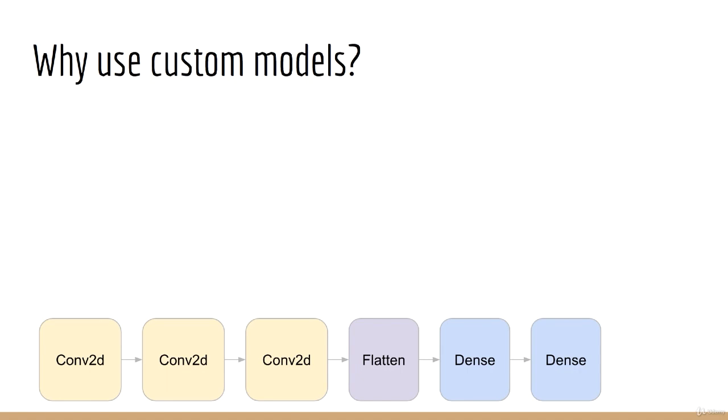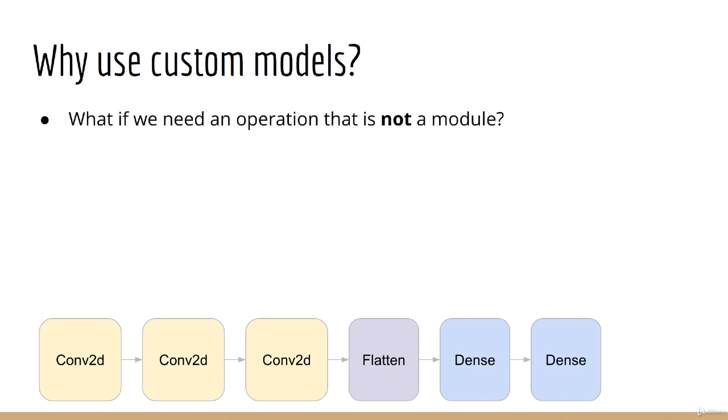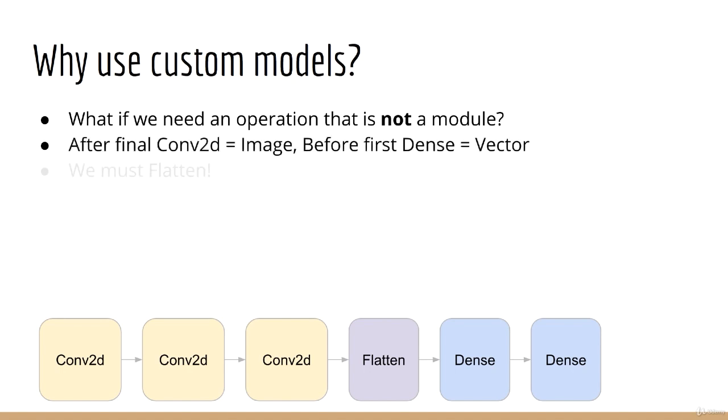So why might we want to build a custom model instead of just doing what we've been doing so far? Well, sometimes we need to do an operation that is not a module. For example, you know that the interface between the convolution layers and the dense layers in a neural network is a flatten. So after all the convolutions and before all the dense layers, we must flatten the data so that it fits into those respective layers at the boundary between these two different kinds of layers. The output of a convolution is an image, while a dense layer expects an input vector.